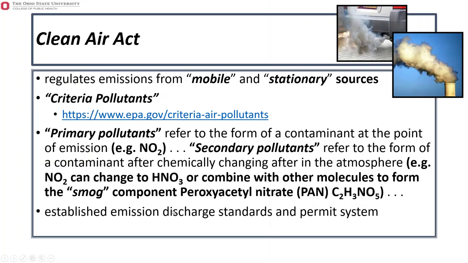And so you should be familiar with just some key points of the Clean Air Act. The Clean Air Act addresses emissions from both mobile, so vehicles, automobile emissions, and stationary, so factory-type emissions. And there are 6 criteria pollutants. There's a link on the slides, but I list them here. And before we come back to that, you should know the distinction between a primary air pollutant and a secondary air pollutant. Primary air pollutant is the form it existed in at the point of discharge. So oxides of nitrogen, such as nitrogen oxide, would be discharged from the smokestack or the automobile exhaust.